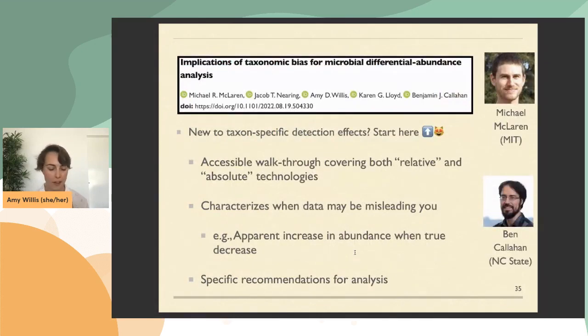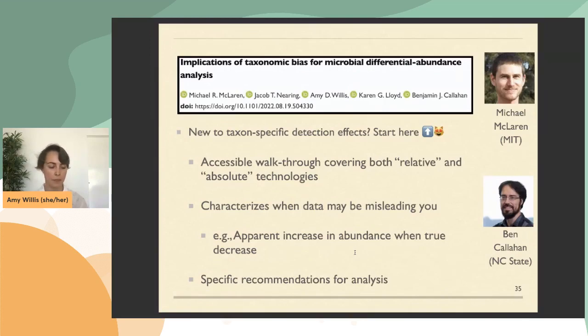So that paper is fairly focused on the modeling pieces, but maybe if you're looking for a more intuitive way of understanding this model, I'll point you somewhere else, and that's another preprint led by Mike McLaren, who I've been really lucky to work with for a few years now. He's now based at MIT. He was formerly at NC State working with Ben Callahan. The paper is called Implications of Taxonomic Bias for Microbial Differential Abundance Analysis, and I would say it's a really accessible introduction to the idea of detectability, and this particular preprint talks about the impacts of taxon-specific detection effects on both relative as well as absolute, like qPCR, technologies.